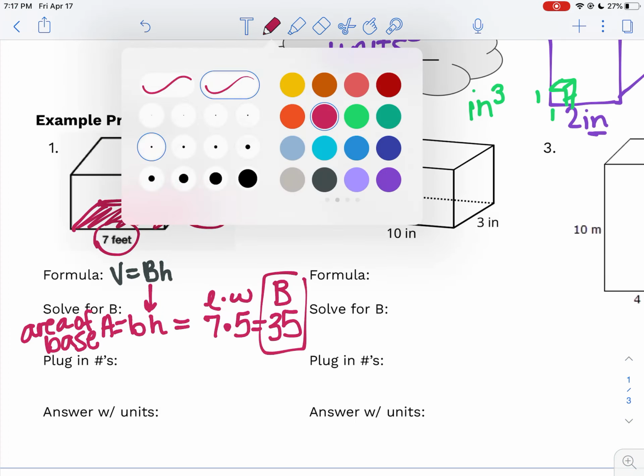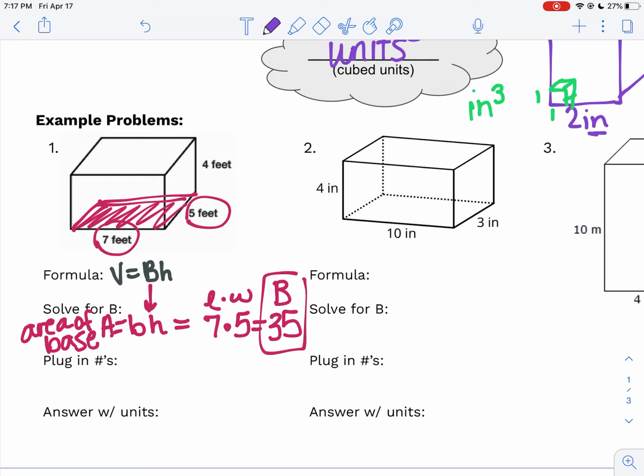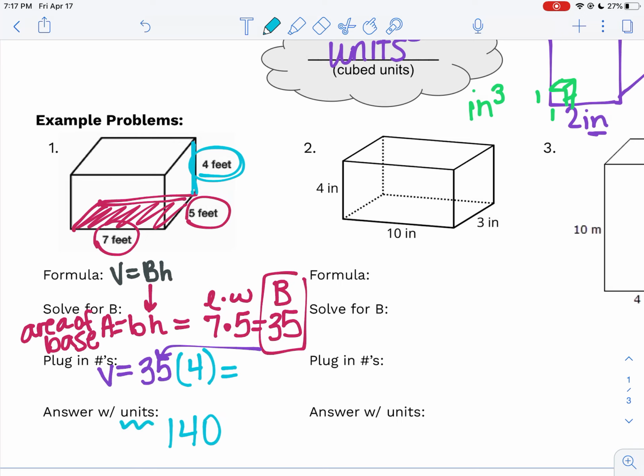Now we need to plug that into the formula. So we're going to do volume equals my big B times H. I can replace big B with 35 because I just calculated that. And then I need to look at my picture again to find my height. The height is the other dimension that you haven't used yet. So we're going to say times 4. And then if you multiply that out, you should get 140. But we're not finished because we need our units.